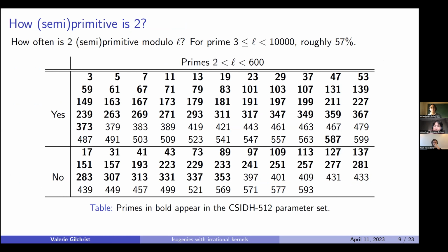Here we've listed the primes between 2 and 600. You can see that the top row is the ones that meet our requirements, and the bottom row are the ones that don't. And in bold, we've put the CSIDH-512 parameter set just for a bit of context.